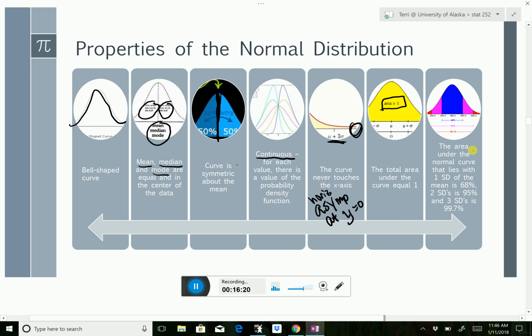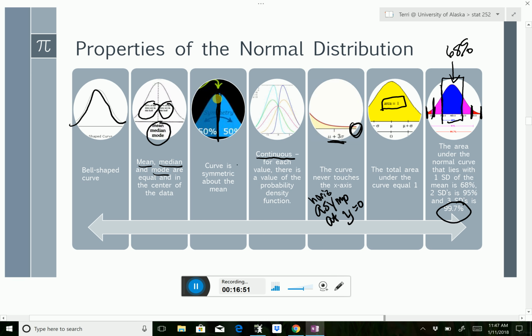And then here, the area under the normal curve that lies within 1 standard deviation, so right here, this blue area is about 68%. 2 standard deviations away is about 95%. So most of our data falls within 95%. And 3 standard deviations away, almost everything, 99.7% of our data lies there.